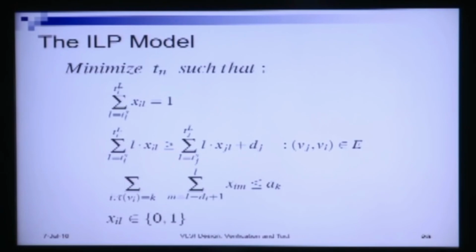as summation over l from Tns to Tnl of l into xnl, the time at which Tn is scheduled, the start time of the nth node. Now, therefore, we can obtain the final formulation as minimize Tn such that all operations have a unique start time, all dependency constraints are satisfied, all resource constraints are satisfied, and the last constraint being that our decision variables xil are binary, right.